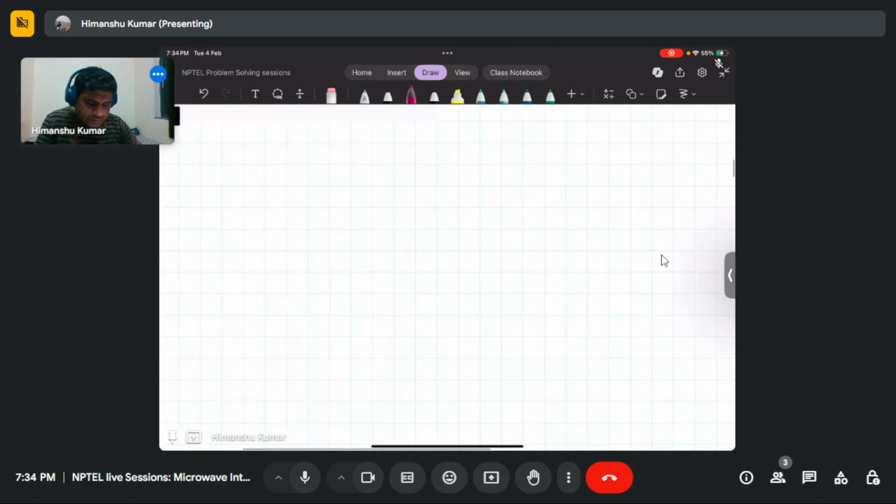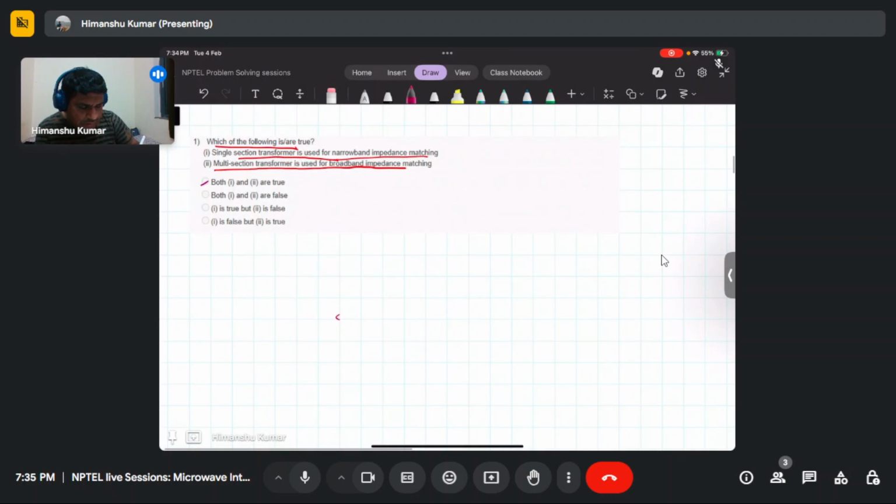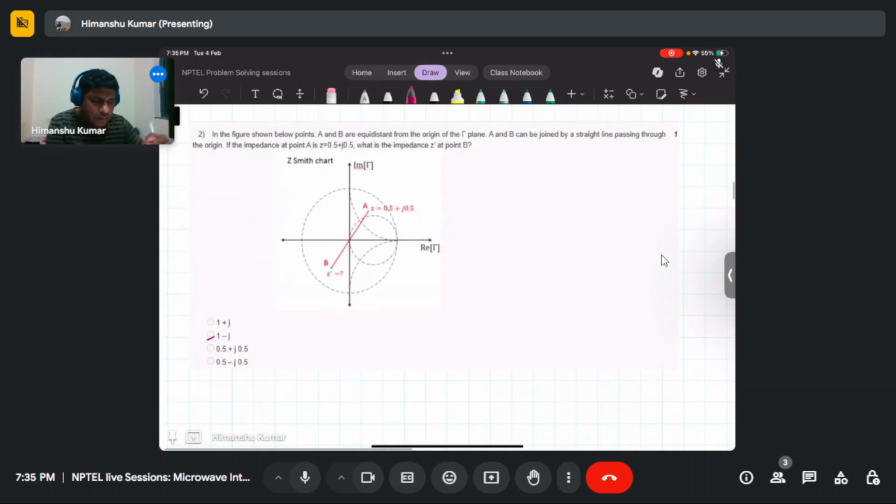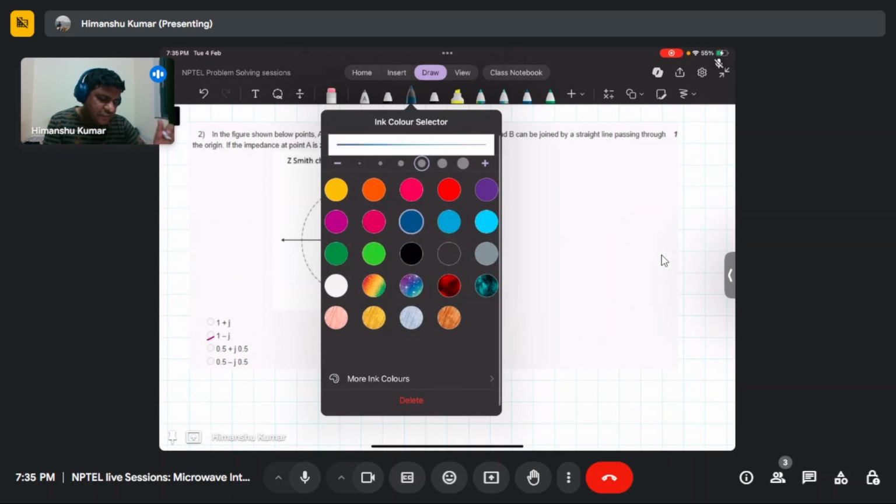So the correct answer is that a single section line is narrowband, and a multi-section line gives you a larger band with a lower reflection coefficient, so that can be used for broadband impedance matching. So the correct answer is the first: both first and second are true. Now let's move to the next problem.